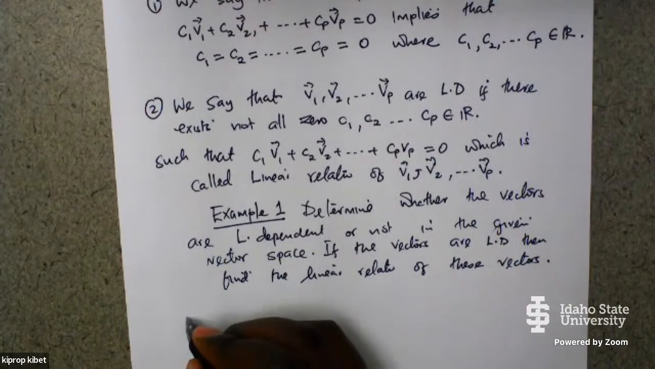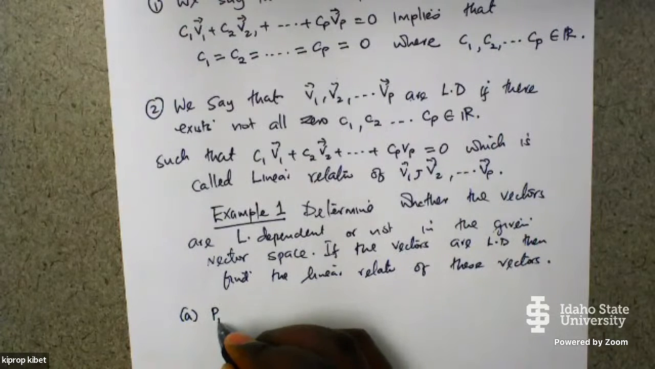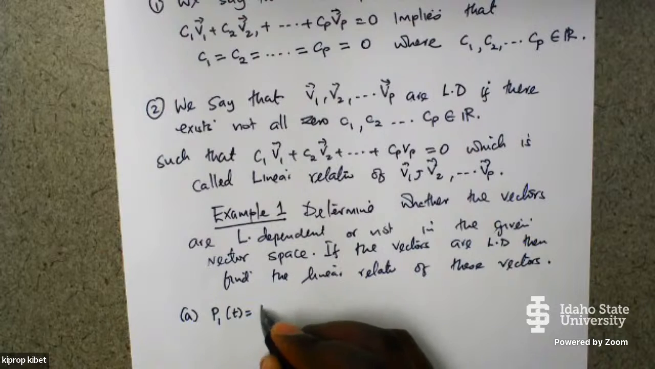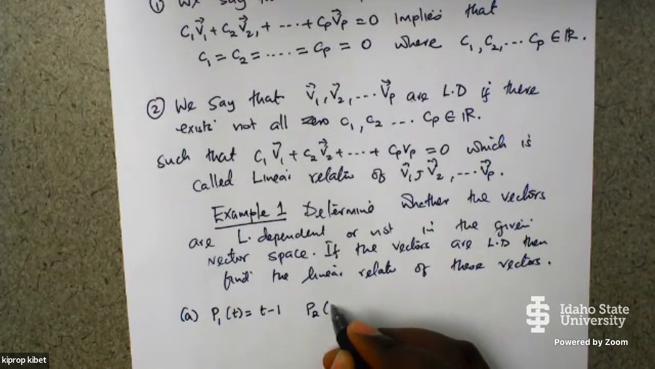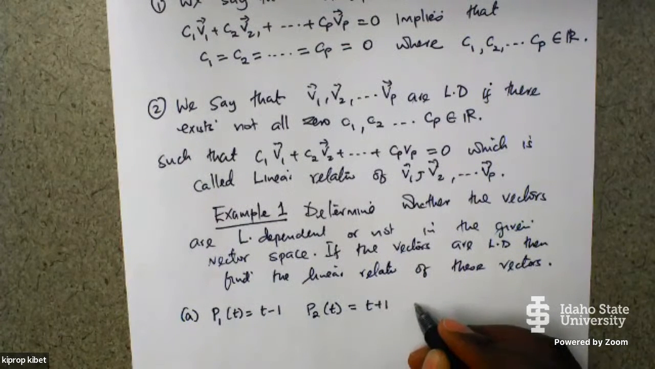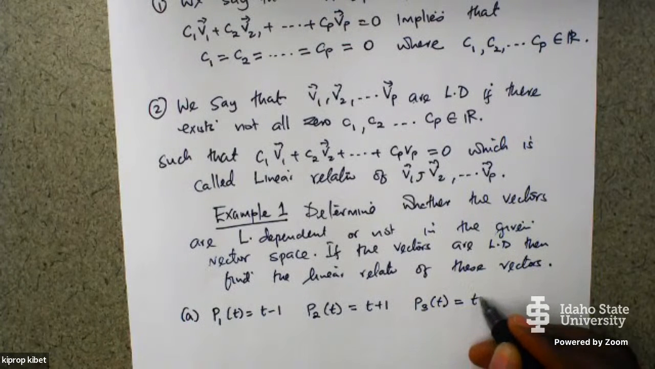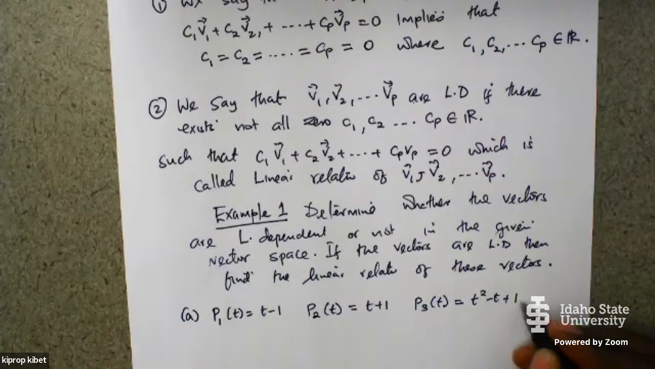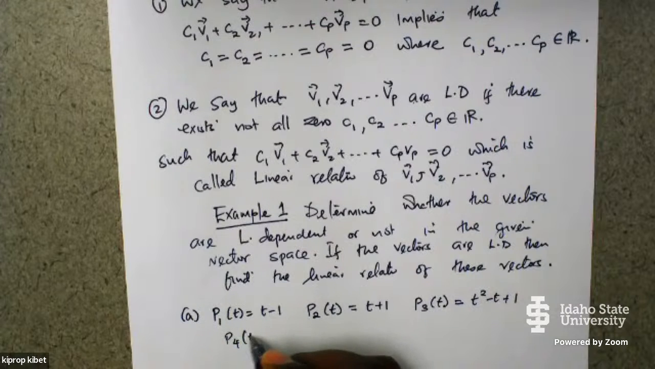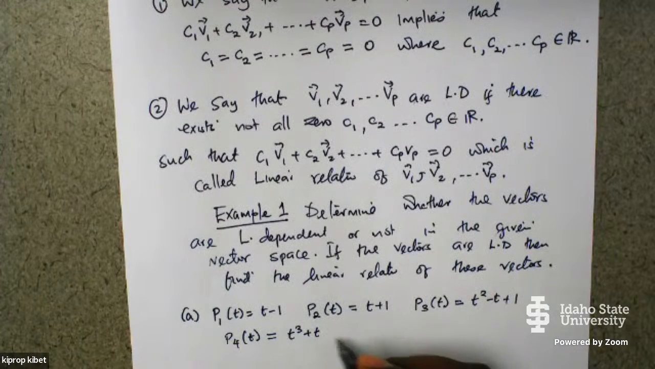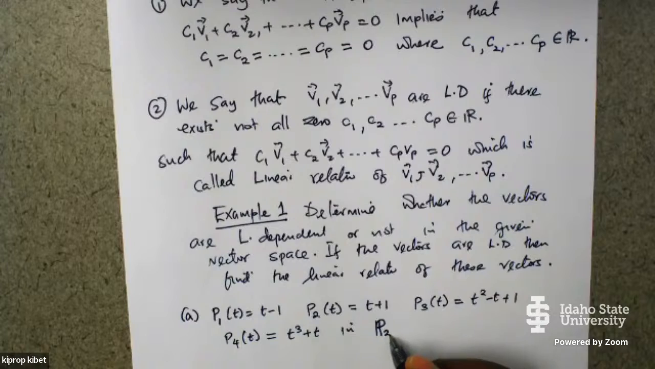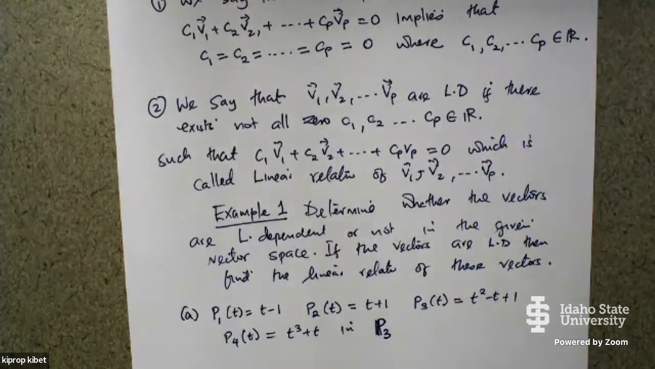Number 8. If you have the polynomial P1 of t equals t minus 1, the polynomial P2 of t equals t plus 1, the polynomial P3 of t equals t squared minus t plus 1, and the polynomial P4 of t equals t cubed plus t, in the space P3 of polynomials with real coefficients, then determine whether this is linearly dependent or not.